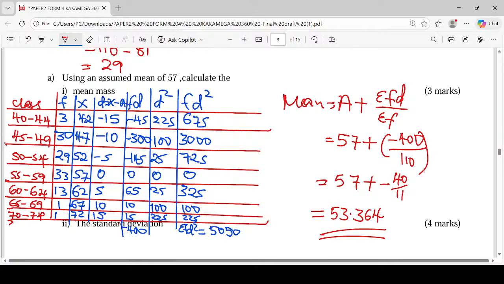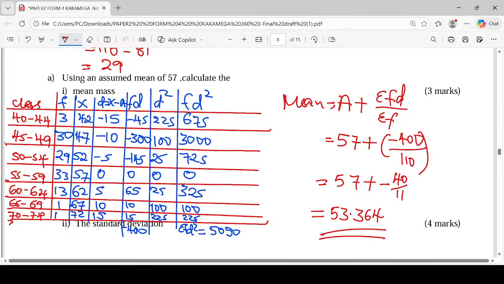You must be having the formulas at your fingertips.